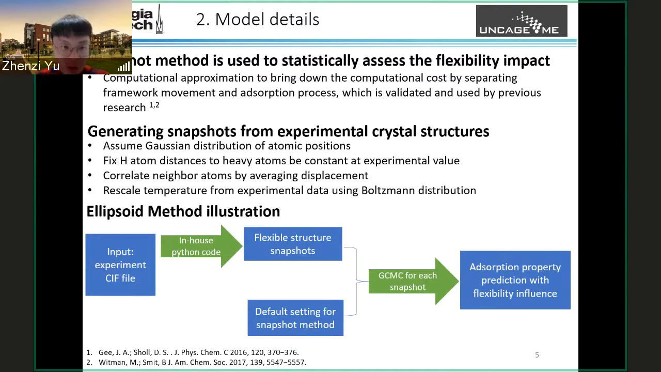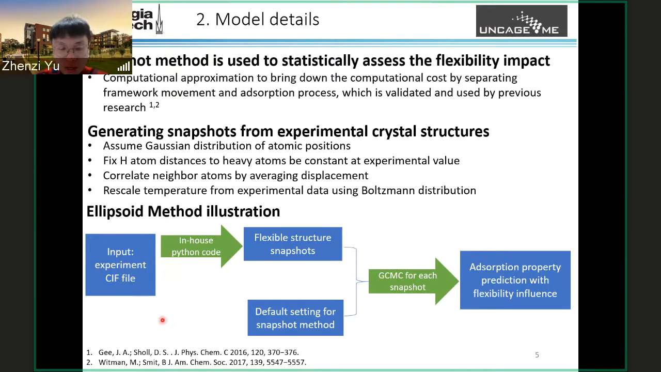And in our new model, we are generating snapshots from the experimental crystal structure by assuming a Gaussian distribution of atom positions, and by fixing the hydrogen atom distance to heavy atoms to be constant at experimental volume, and we correct neighbor atoms by average displacement. And we also rescale the temperature from experimental data using the Boltzmann distribution. So the workflow on the bottom is an illustration of our ellipsoid method.